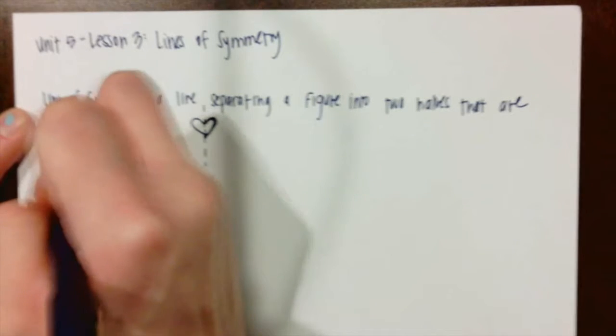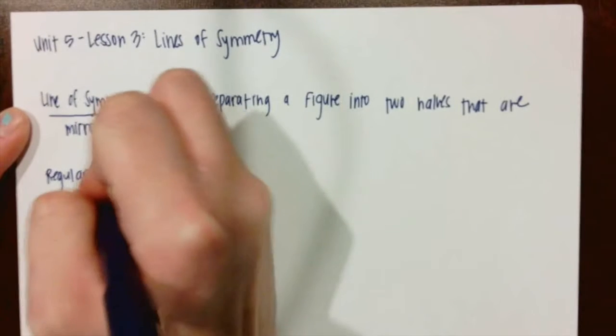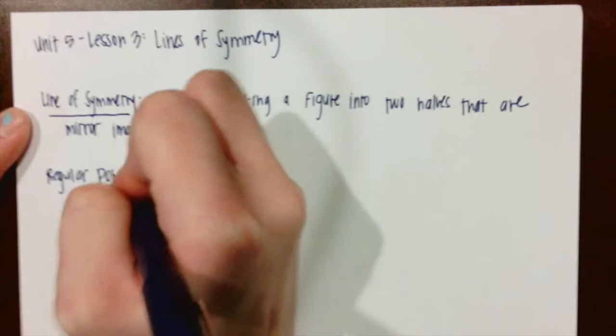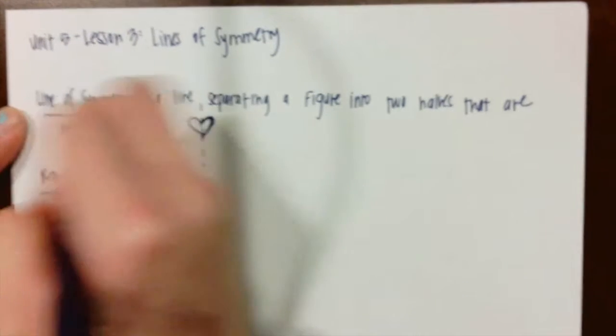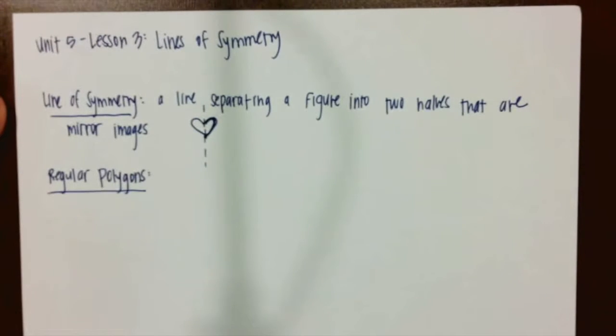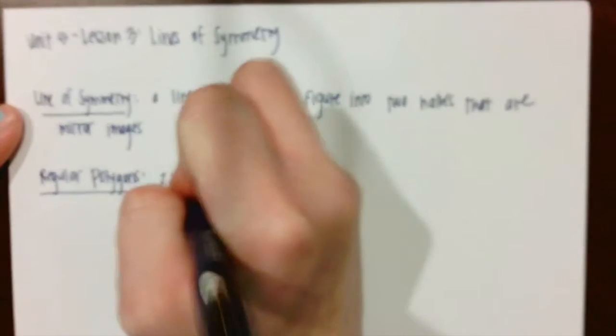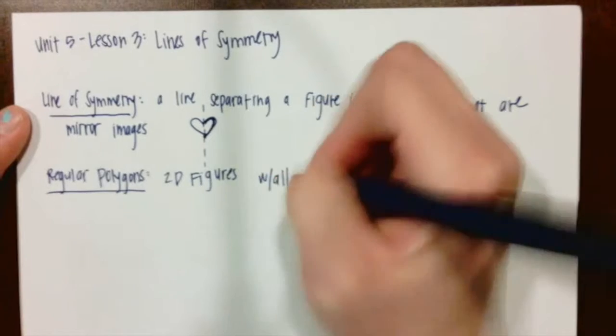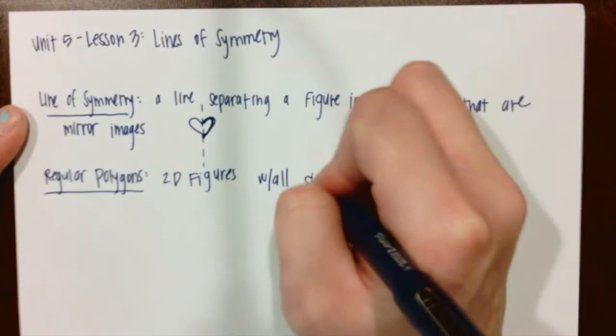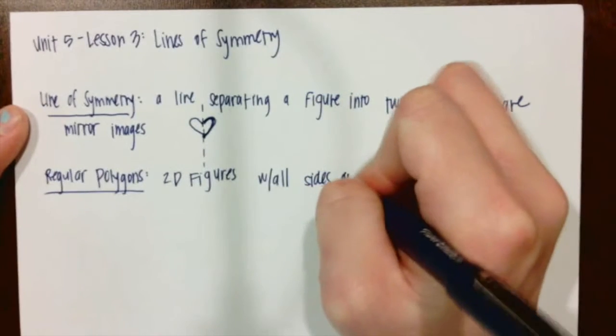We are going to be looking at the line of symmetry in regular polygons. And that's our second and last term that we're going to look at. Regular polygons are two-dimensional figures, and in a regular polygon, all sides and angles are congruent.